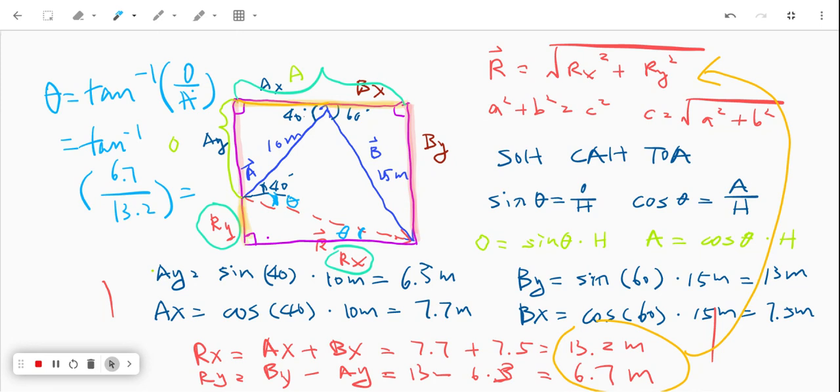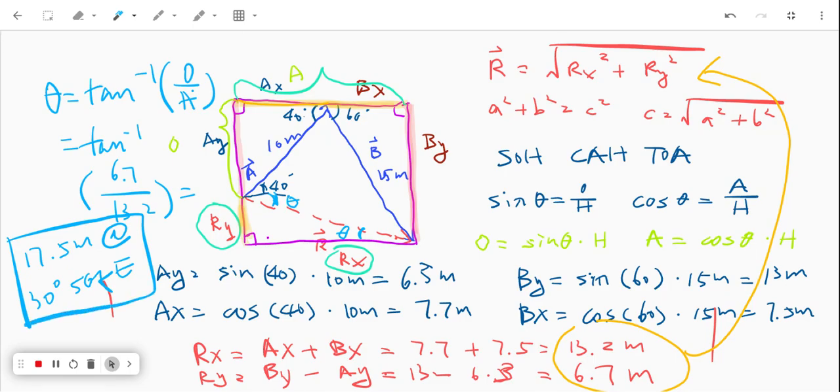And then that angle will be southeast, okay? So your final answer will be, for example, 17.5 meters at 30 degrees south of east. Okay, that will be your final answer. By the way, this answer I just made up. It's not an exact number, but that's the way you answer it.